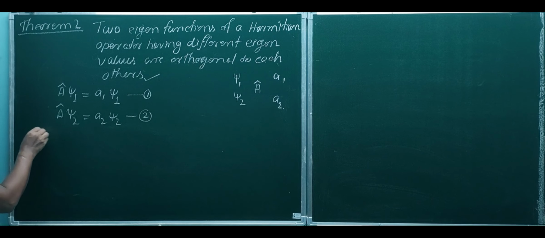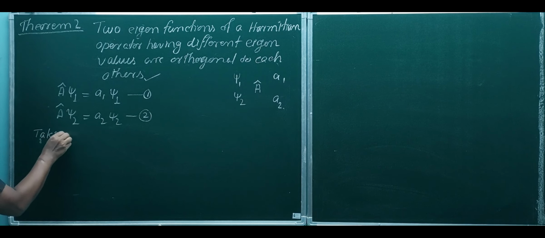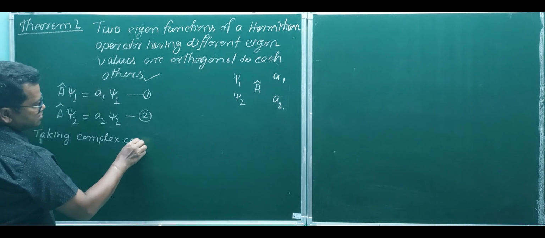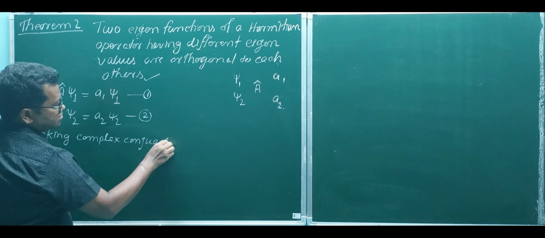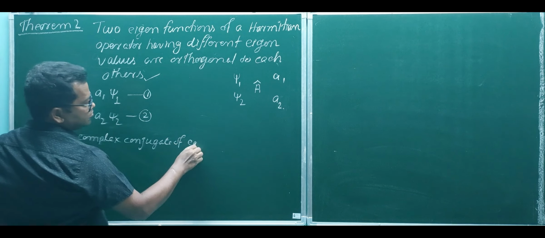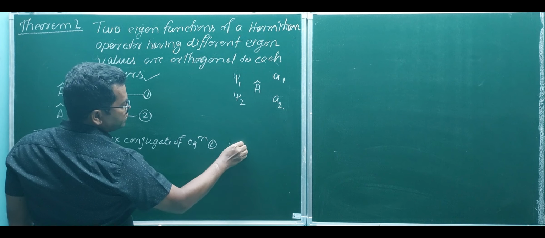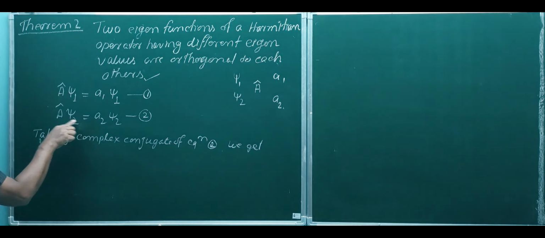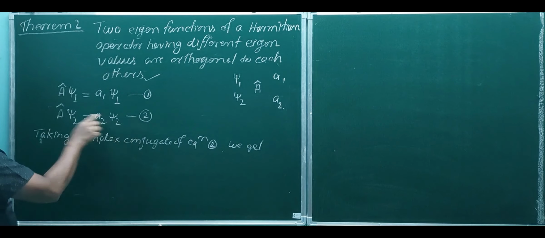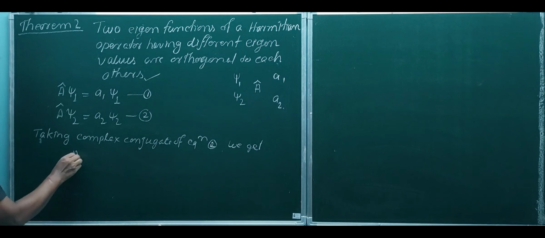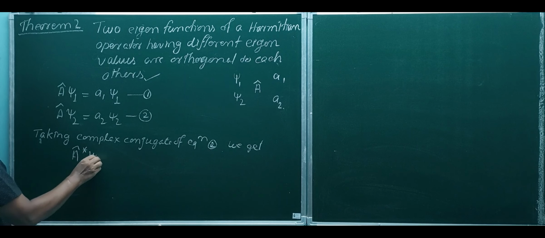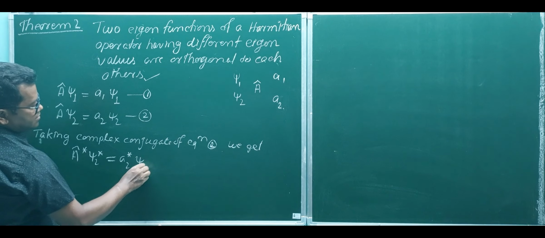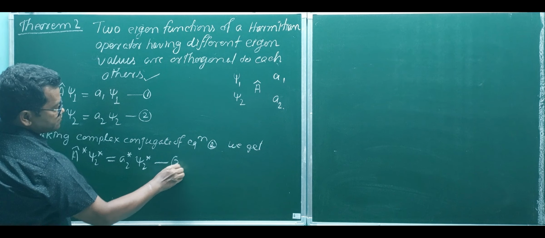Let us take the complex conjugate of equation 2. Taking the complex conjugate, we get A cap star psi 2 star equal to A2 star psi 2 star, equation number 3.